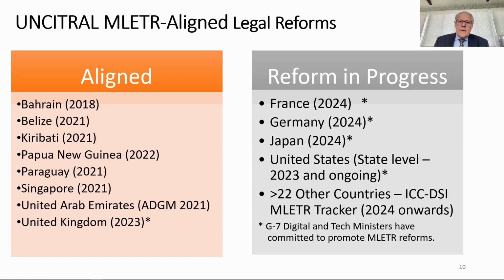On the right-hand side, you'll see that reform is in progress in many important countries. And the most recent developments are that in France, just last month, legislation was introduced into the French National Assembly, that if passed, and the expectation is it would, would also bring France into full alignment with MLETR during this year. Germany is well underway, Japan as well. The United States, they are passing laws at state levels, and the most important state in this context of international trade is New York State, still awaiting legislative consideration, which now probably may not occur until late this year or early next year.